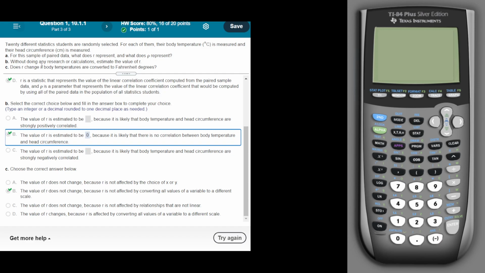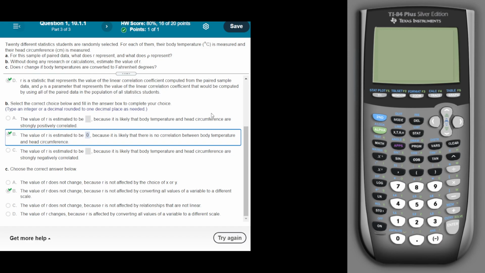It says without doing any research or calculations, estimate the value of R. So basically, it's like they take a commonsensical approach to this, and I hate when they try to throw something like that in mathematics, something that's commonsensical. You have to know this. You have to, I guess, somewhat be cognizant of the subject matter. They're talking about body temperature and head circumference.